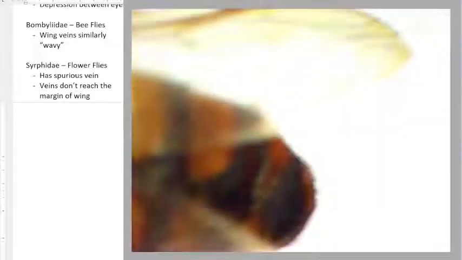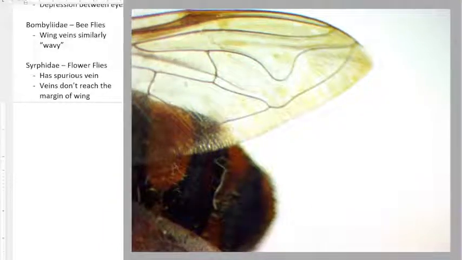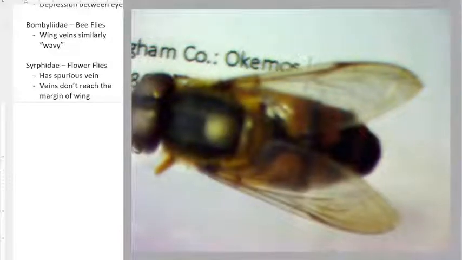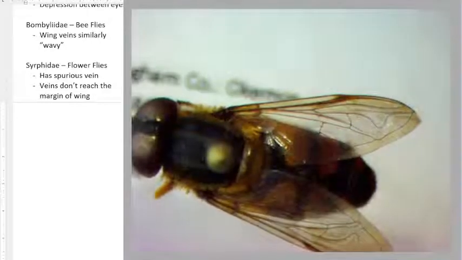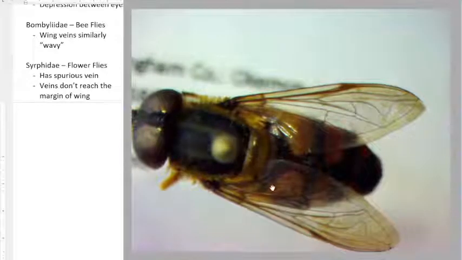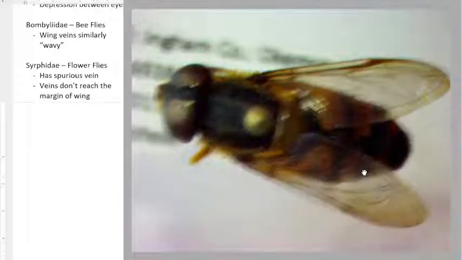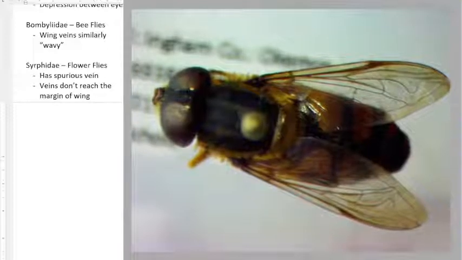All right, so these are the syrphids. These are the flower flies. And syrphids tend to be bee mimics. I guess we can zoom out really quick and look at them. A lot of syrphids have these black and yellow stripes along the abdomen. They're going to be found around flowers, flying amongst bees, and so you may not even be able to tell the difference. This is going to be a flower fly.